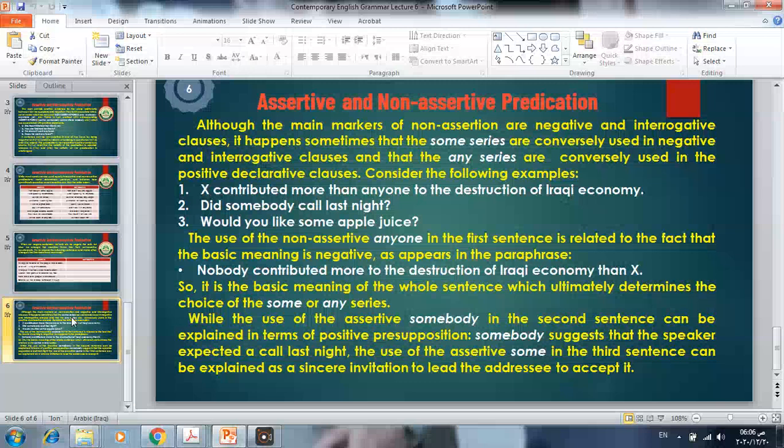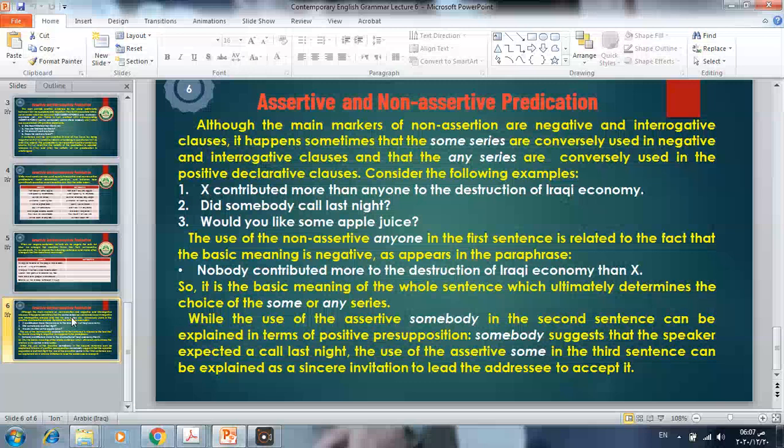Okay, now consider the following examples. Look at the following examples. Number one, X, okay, I don't want to tell the name of a person, so I used X. X contributed more than anyone to the destruction of the Iraqi economy.